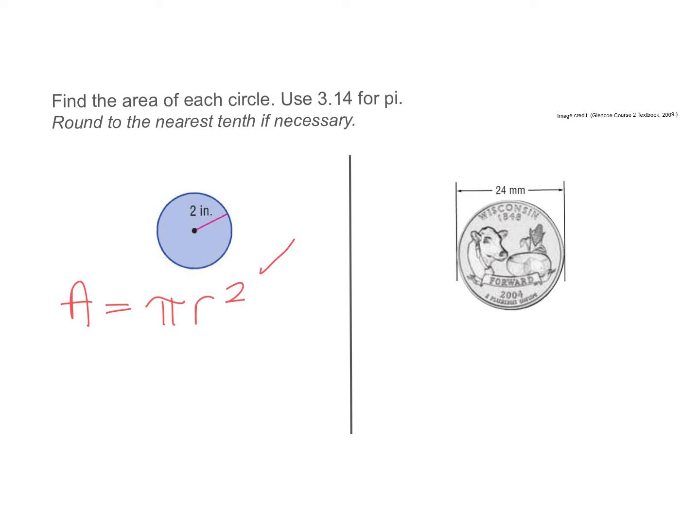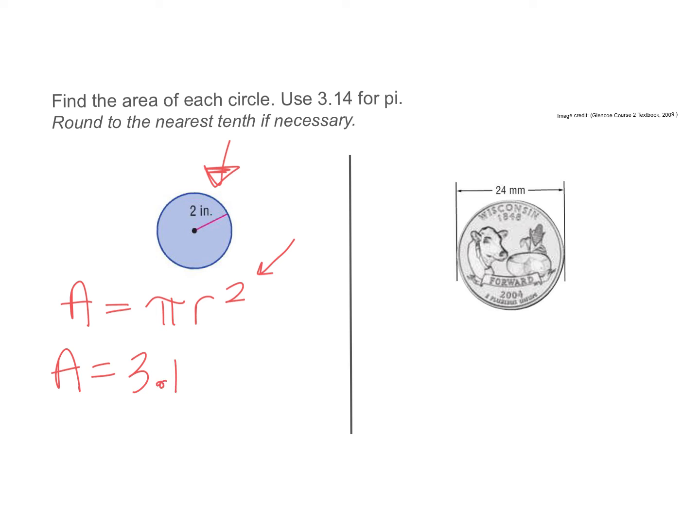This squared goes with the radius. And remember, in order of operations, the squared comes first. So I need to do my r squared and then multiply it times 3.14. Okay, so I'm already given the radius here because the 2 is only half of the distance of the circle.